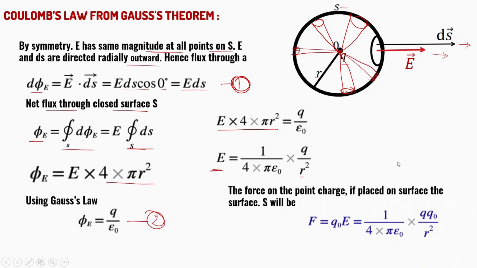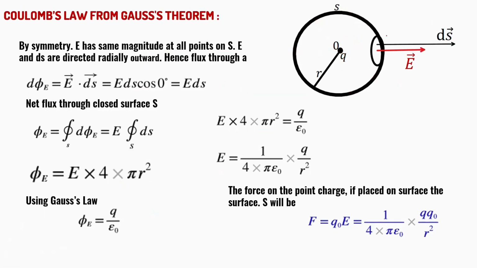Now that we have this electric field, consider the force on a point charge. Suppose a test charge Q naught is present anywhere on the surface S. Then it will experience a Coulomb force, whose magnitude will be Q naught into E. We have now derived the formula for the electric field, so we put in the value: 1 upon 4π epsilon naught Q by r squared is the electric field, multiplied by Q naught. This is the Coulomb's force between the two point charges, Q and Q naught. So this is how, by using Gauss law, we have derived Coulomb's law also.